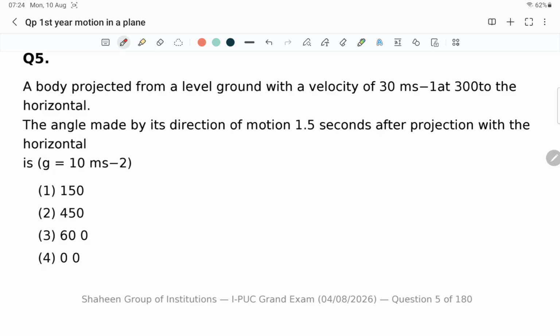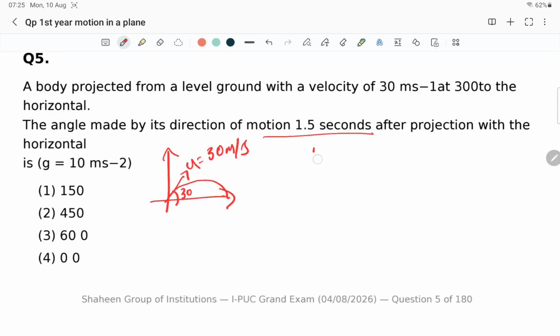Alright, let's move on to the next question. What does the question say? A body is projected from a level ground with a velocity of 30 meters per second at 30 degrees. So you are going to project a body at an angle of 30 degrees with velocity 30 meters per second. That's what he has given. Angle made by its direction of motion 1.5 seconds after the projection.